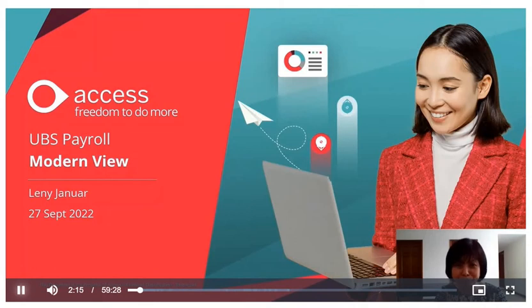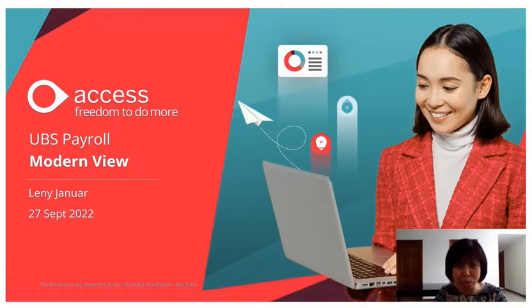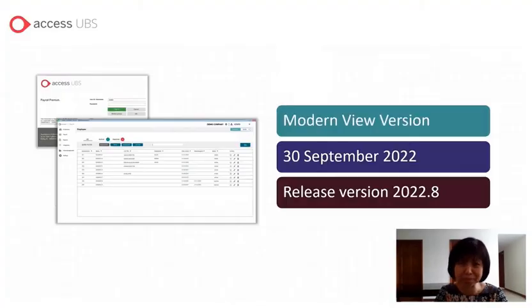using Modern View. Not only that, in this demo, you will also see how UBS Payroll Modern View will help your customers to manage their payroll better. The newer and better UBS Payroll Modern View will be available on 30th September 2022, release version 2022.8.